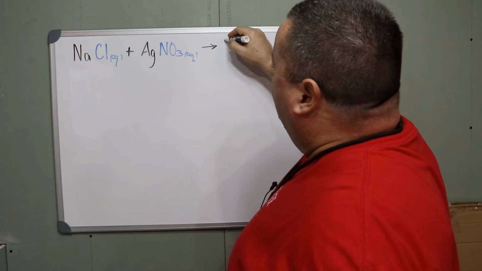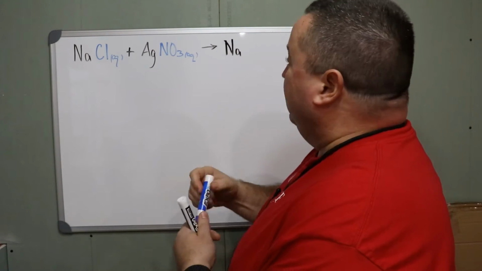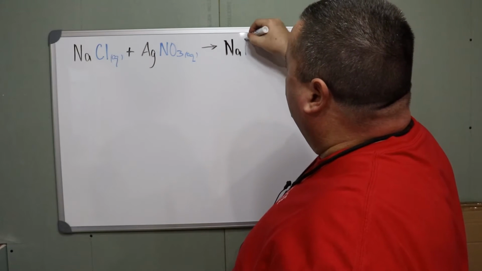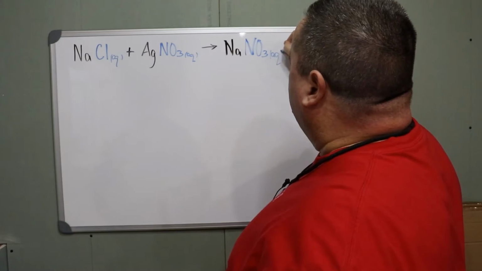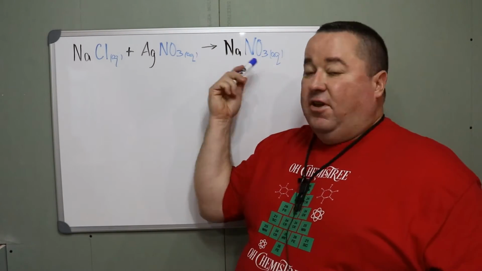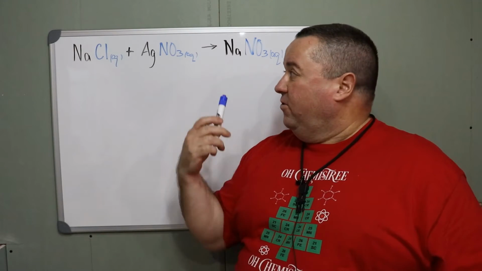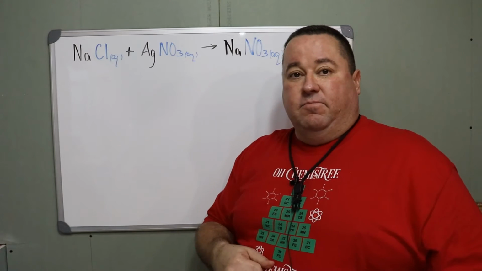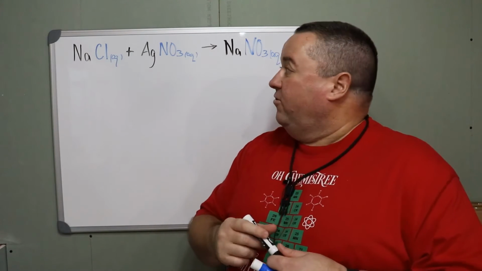So we will have Na pairing with NO3. Now we need to check the charges and write the correct formula. In this example, all of the anions and cations are one positive, one negative, so it's a fairly straightforward example, and we'll do something in a moment that's not quite as straightforward.